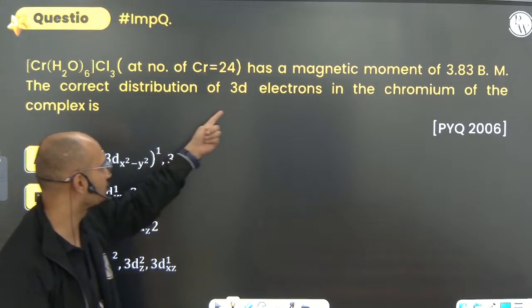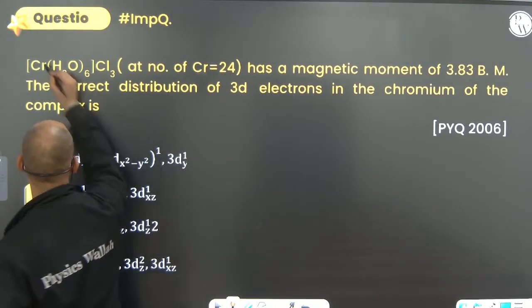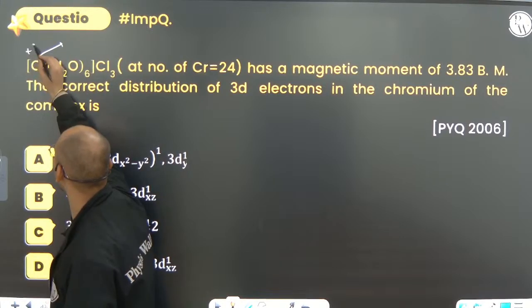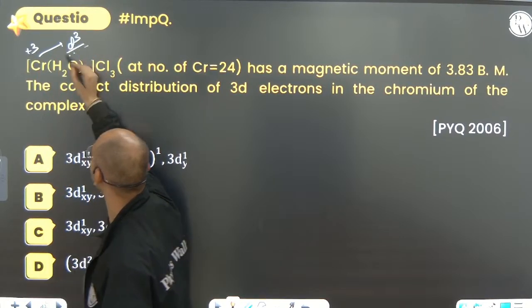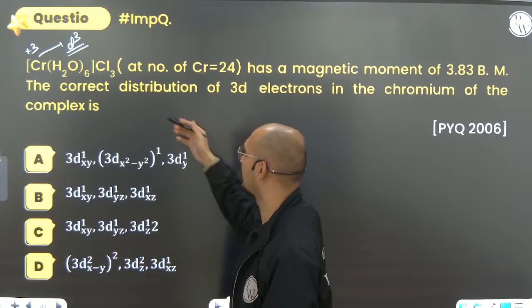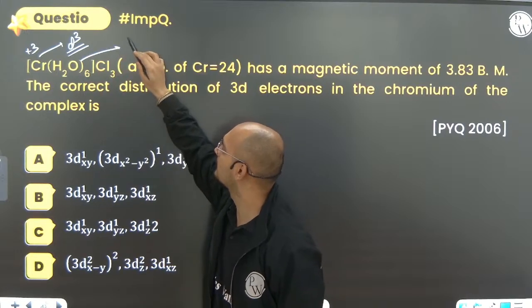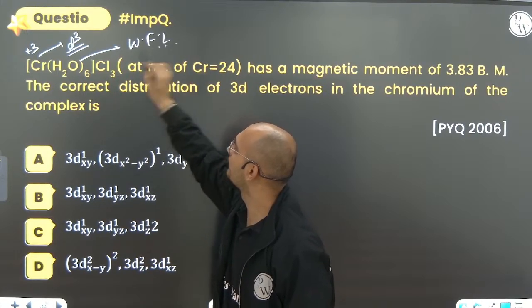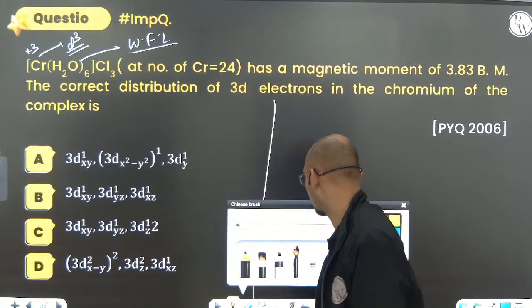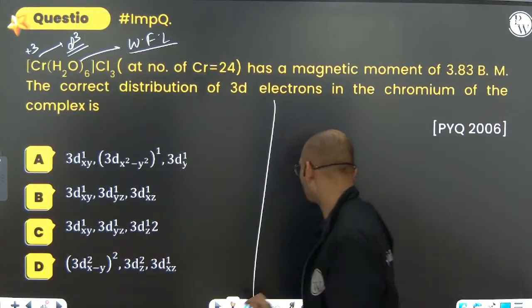The correct distribution of 3d electrons. Okay, can you see it is what? It is plus 3. So plus 3 is there, means it is d3. d3 is not a big deal. d3 है, क्या आपको दिख रहा है कि water क्या है? It is a weak field ligand. Why? How am I saying it something is weak field ligand or strong field ligand? Let me note it down.